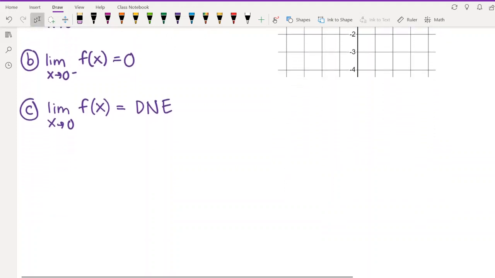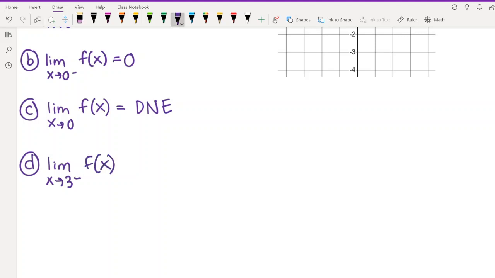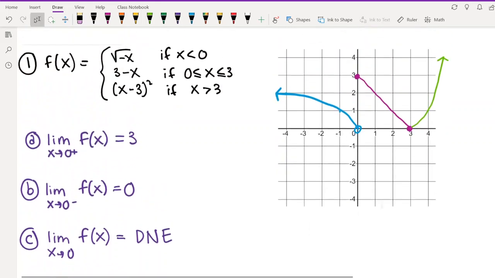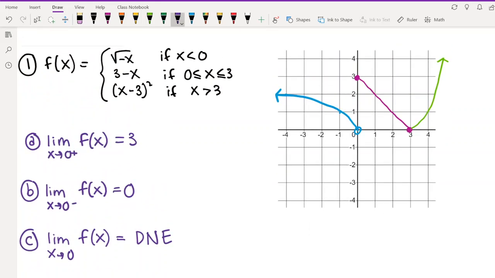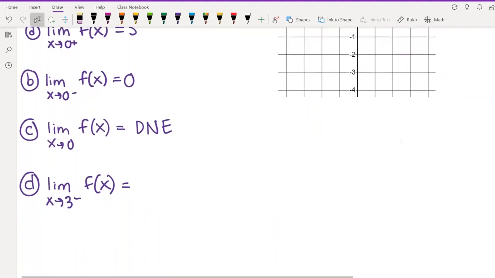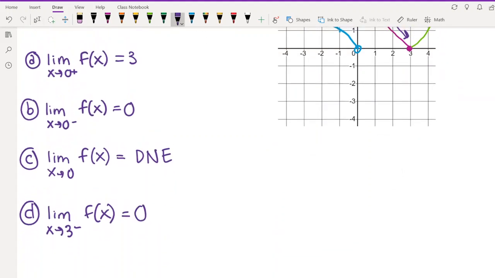Okay, so we're also asked to do the same thing for 3. So we're going to take the limit as x approaches 3 from the left. I guess I flipped the order, so I said from the left first for some reason. Looking at the graph, if we're approaching an x value of 3 from the left, that means we're looking here. We're seeing what y value the graph is getting closer to as x gets closer to 3 on the left. And we can see that the graph is getting closer to 0.